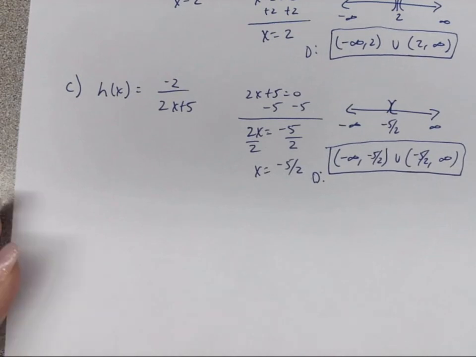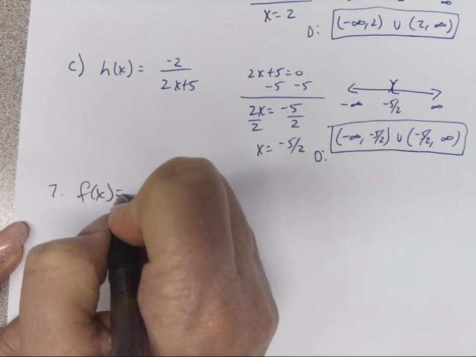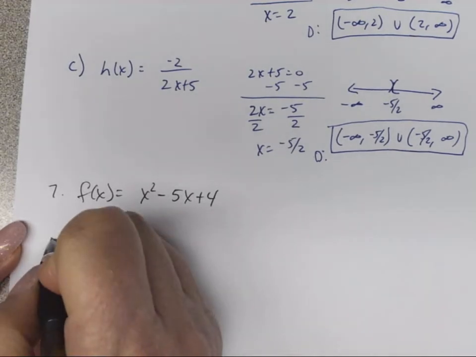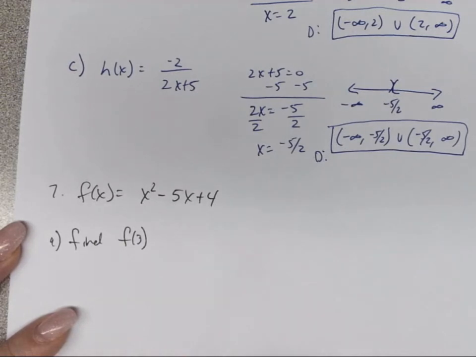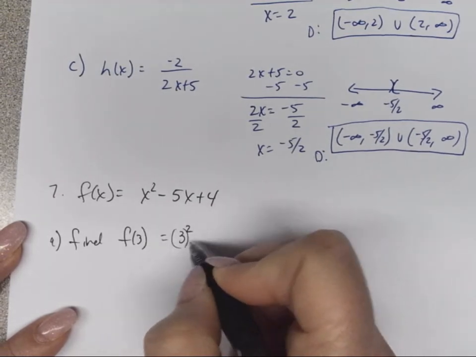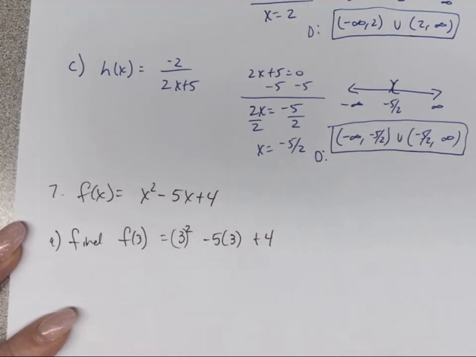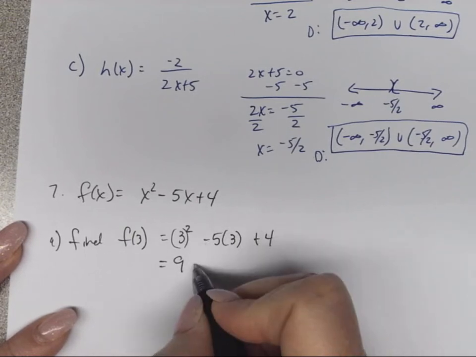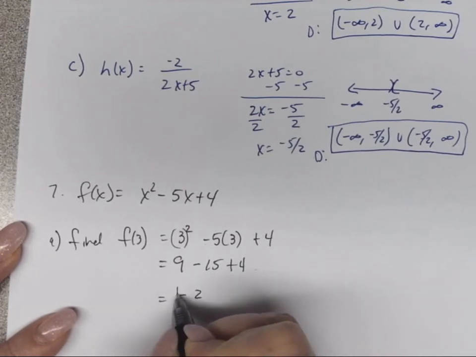All right. The next one we are looking at, f of x is equal to x squared minus 5x plus 4. And for part A, we need to find f at 3. So we are plugging in 3. So 3 squared minus 5 times 3 plus 4. You're just plugging in the 3 into the equation. 3 squared would be 9. Negative 5 times 3 would be negative 15 plus 4. And when we add that together, we get negative 2.